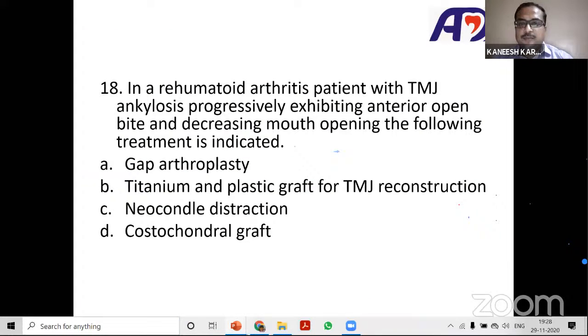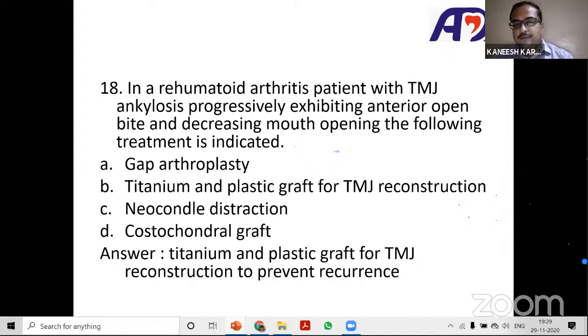In a rheumatoid arthritis patient with TMJ ankylosis, progressively exhibiting anterior open bite and decreased mouth opening, the following treatment is indicated. Okay, I can see multiple responses. The answer is titanium and plastic graft of TMJ reconstruction to prevent the recurrence. Okay.